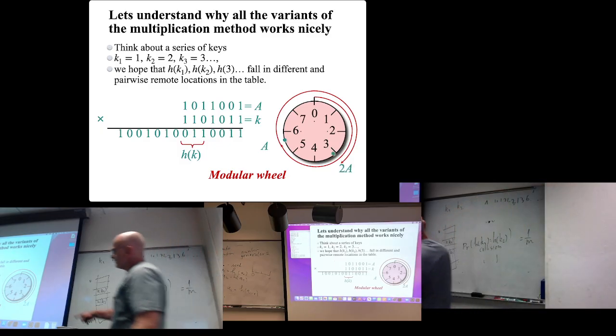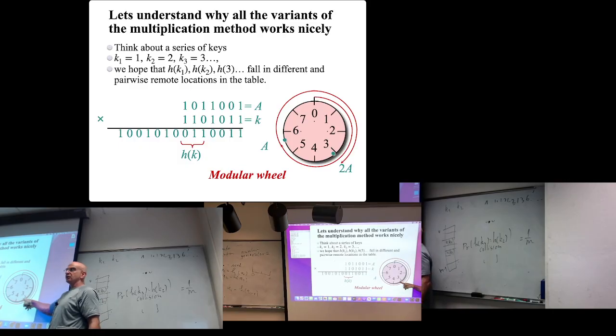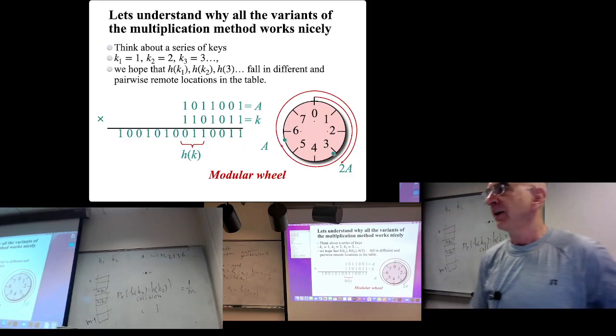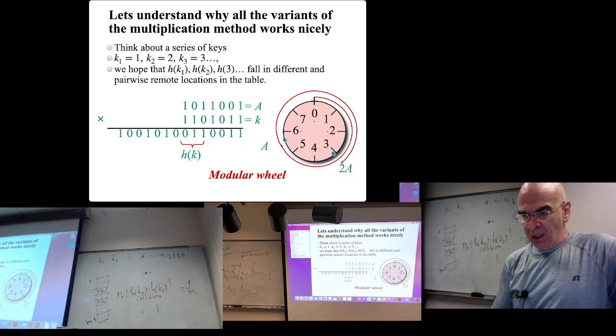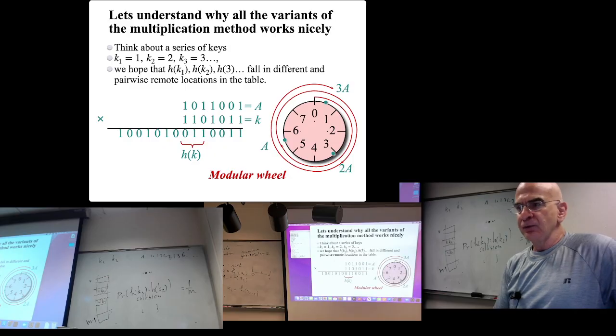So now I'm jumping from A to 2A mod 8. This was A times 1 mod 8, then 2A mod 8. And I jump to some very different location that doesn't look very much connected to the first key. Not necessarily close, not necessarily far. Add 3 times A, and again, remember it's all modulo 8 on the circle, it jumps to a very different location.